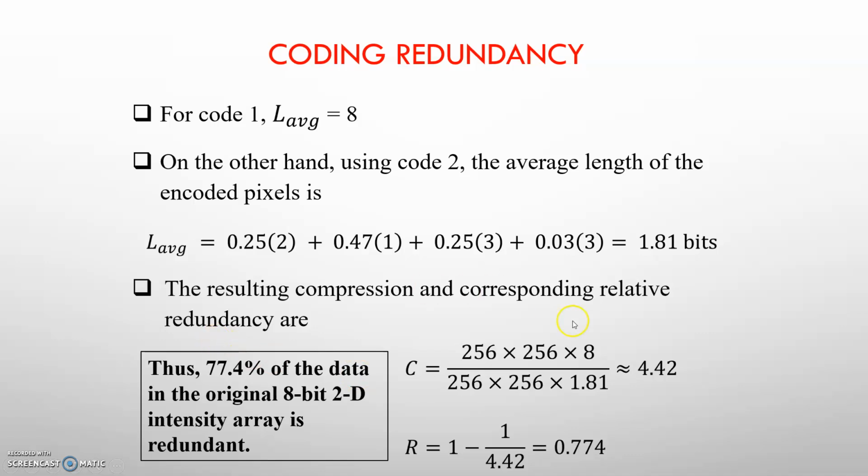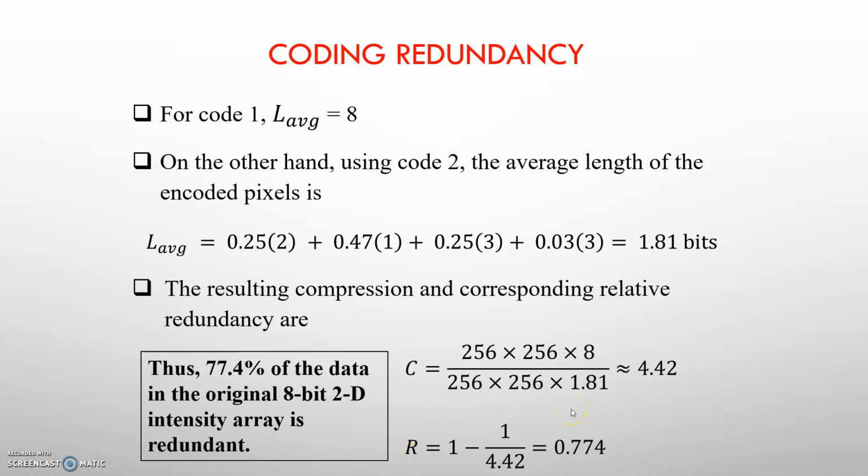So now the compression, if you see the formula, C is equal to n1 by n2. So n1 is, now they have considered the images of 256 cross 256, so it is 256 into 256 into 8 divided by 256 into 256 into 1.81, which comes nearly equal to 4.42. And I said that R is nothing but relative redundancy. This is 1 minus 1 by C, 1 minus 1 by 4.42. This is 0.774.